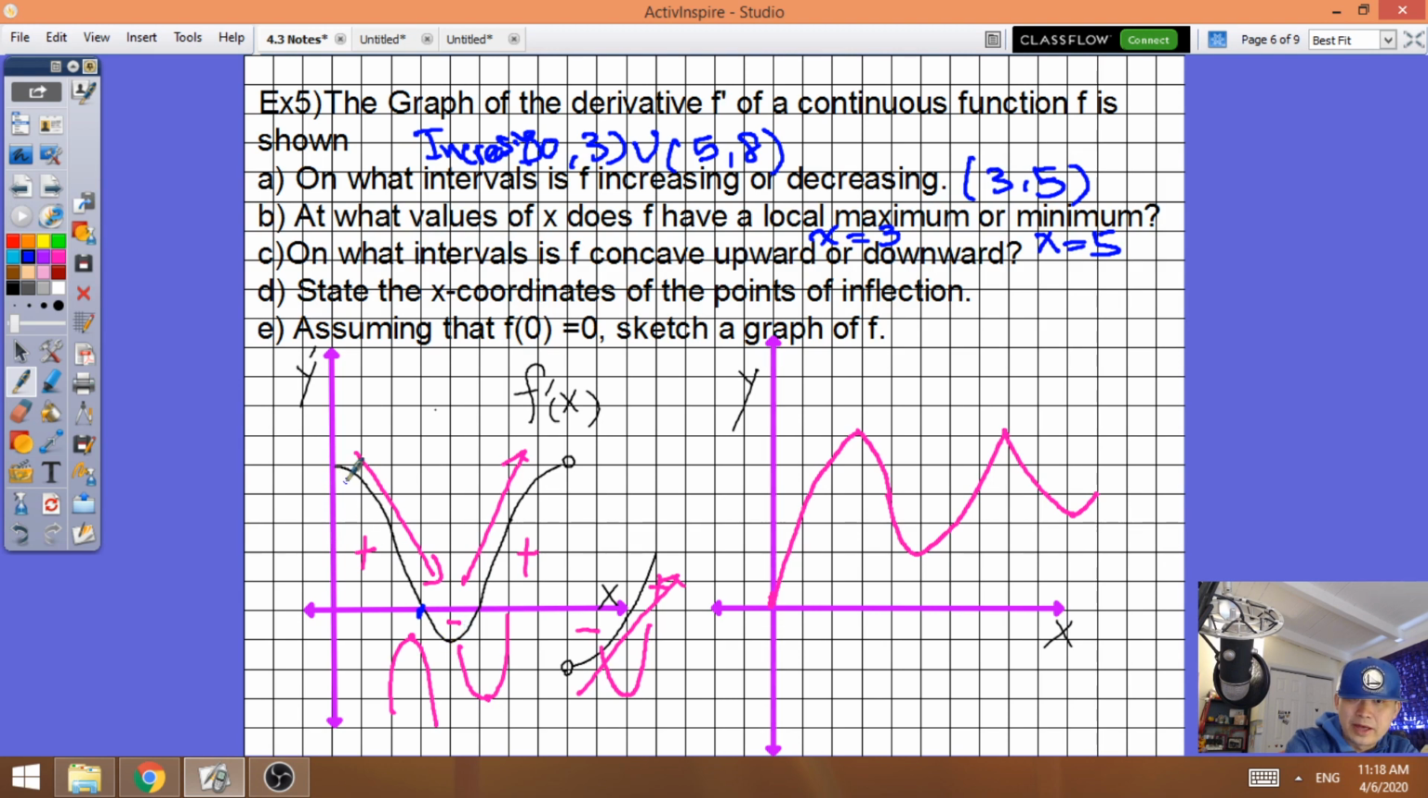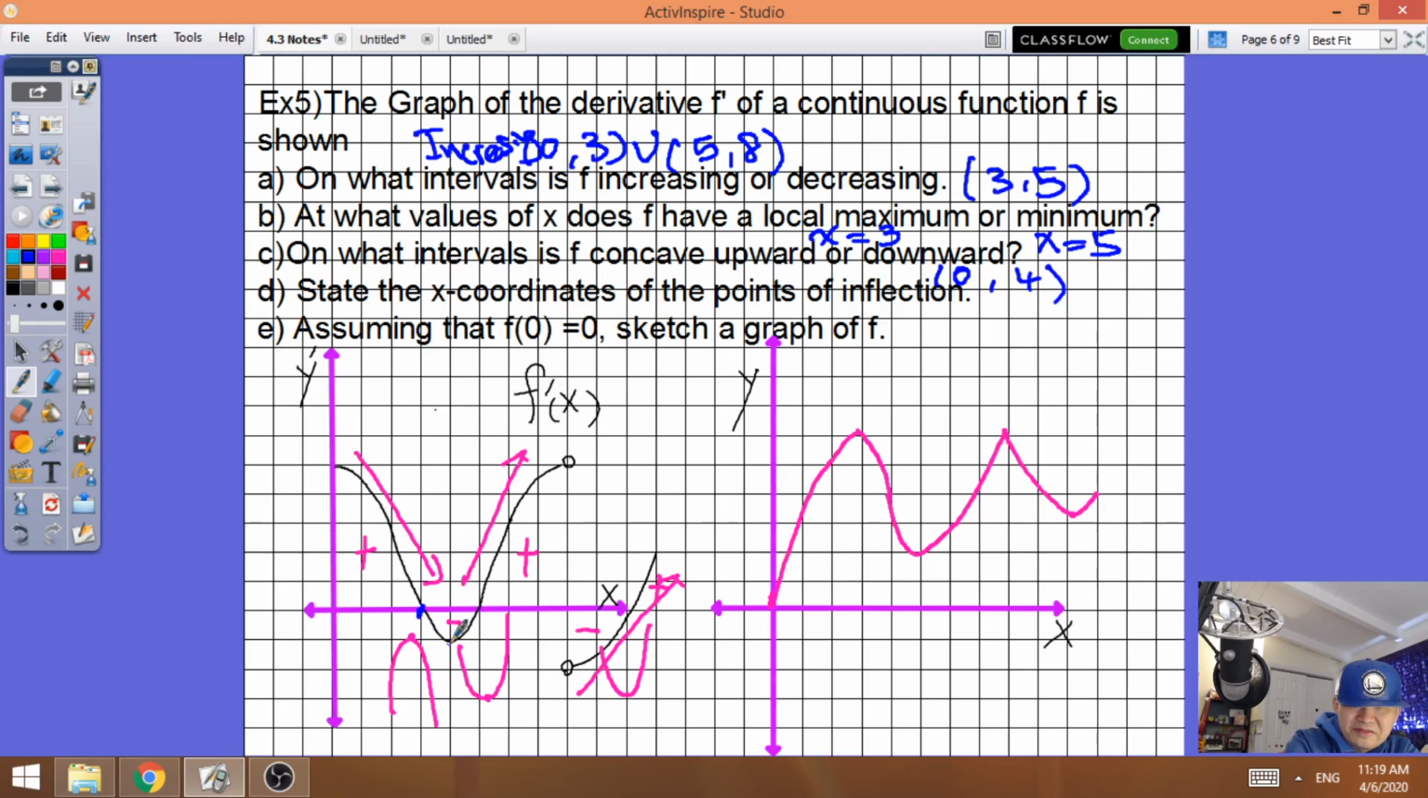So for f double prime of x, this part right here is all considered negative. So for concave down, it's from 0 to 4. Concave downward for f of x is from 0 to 4.